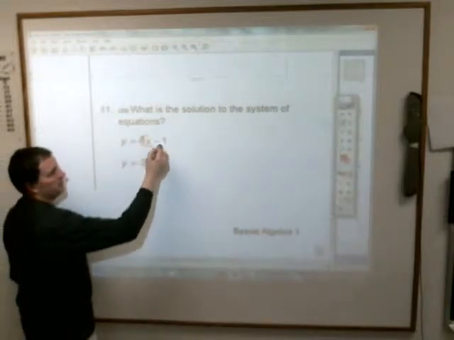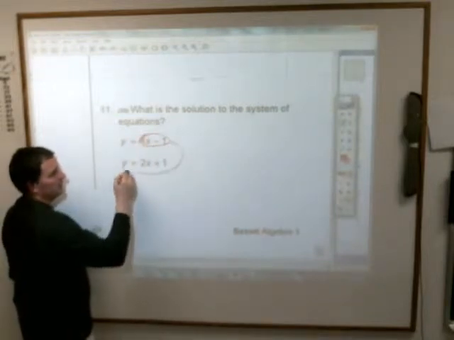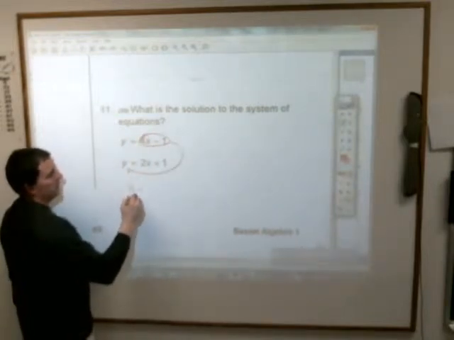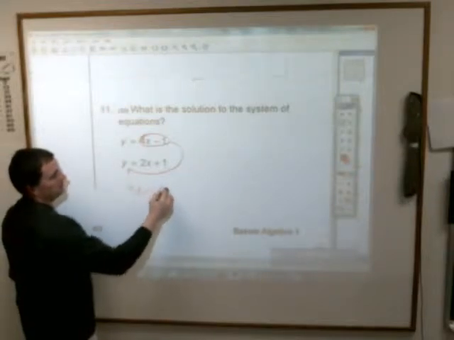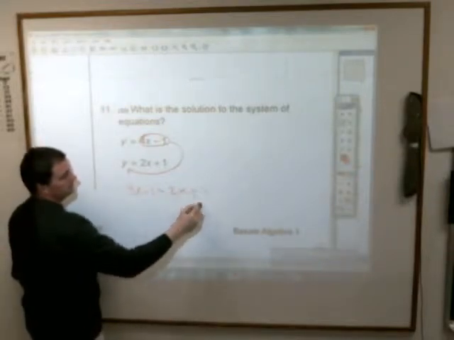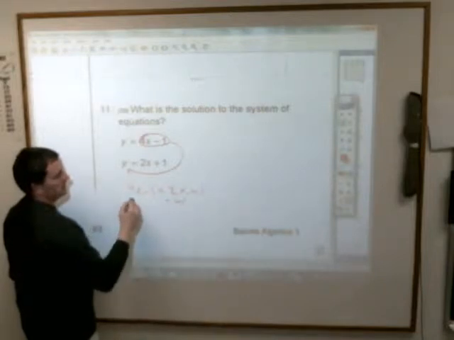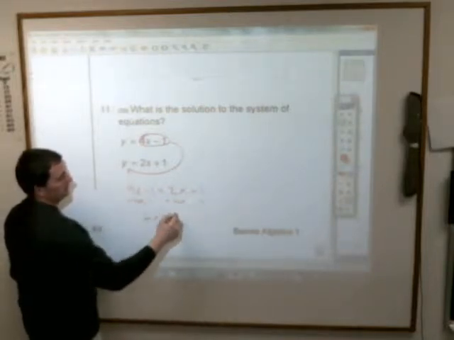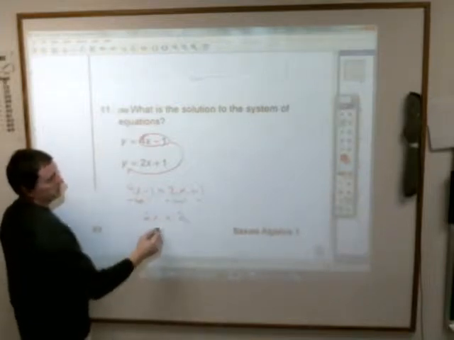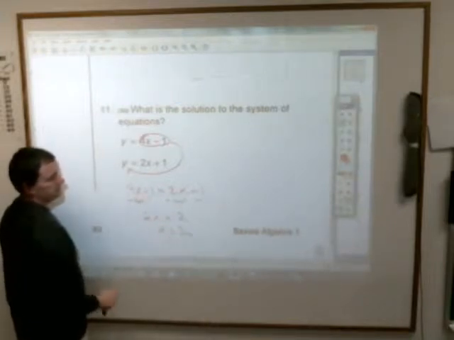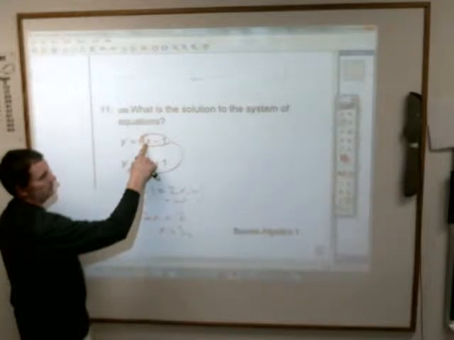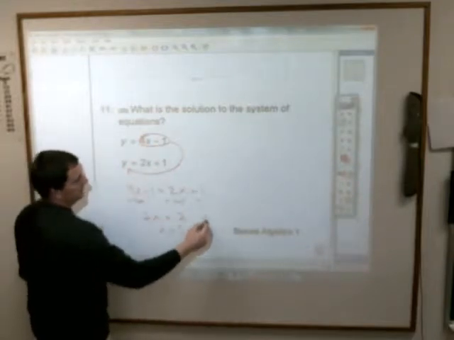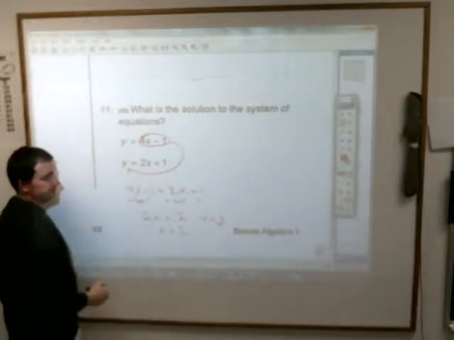But watch what happens here. If I substitute this in for the y right here, it just ends up being 4x plus 1 equals 2x plus 1. Subtract your 2x, subtract your 2x, you get 2x equals, subtract 1, subtract 1, 2x equals 0, so x equals 0.